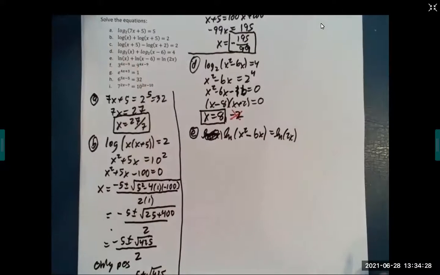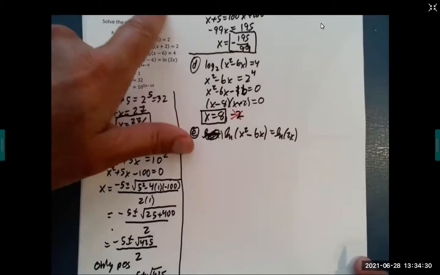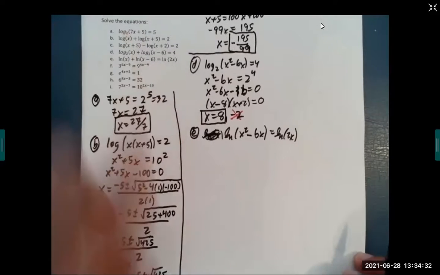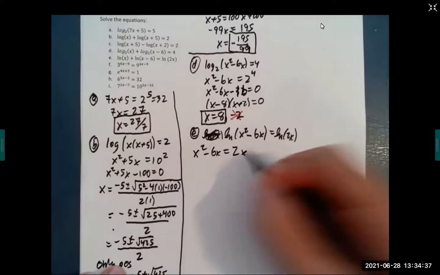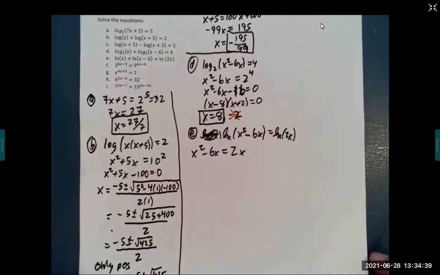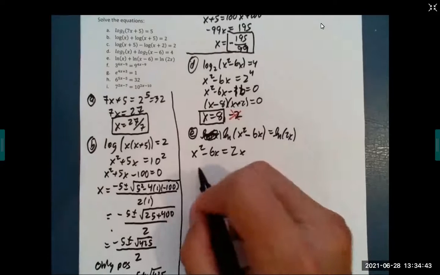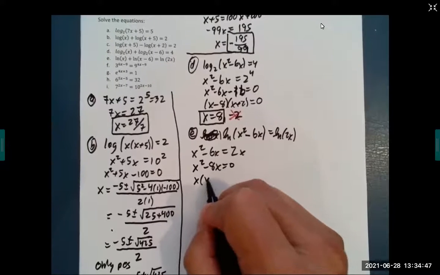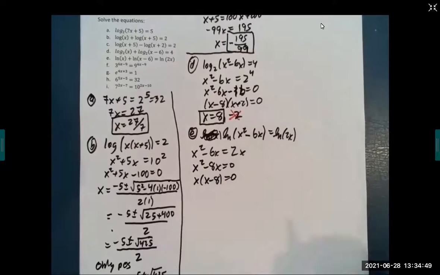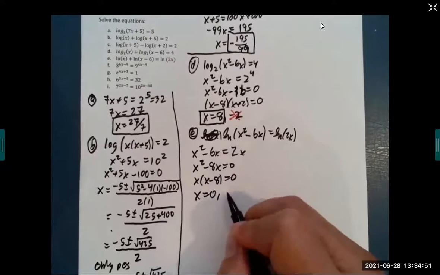Now I'm going to use this rule. If the logs are equal, then the arguments have to be equal. That means x squared minus 6x has to equal 2x. Cool. So let's move that over. x squared minus 8x equals 0. x times (x minus 8) equals 0. x equals 0 or 8.